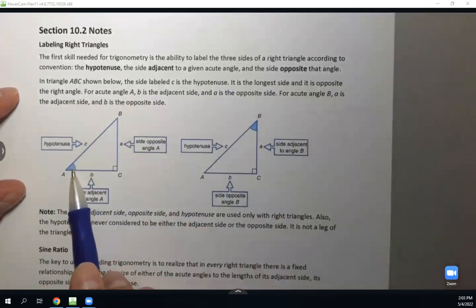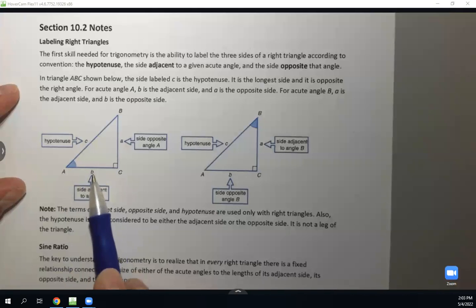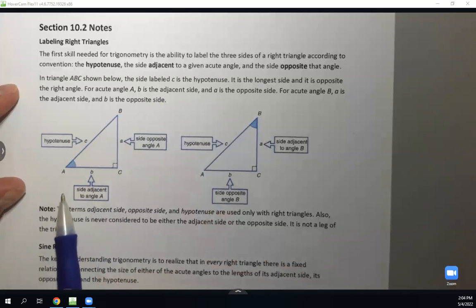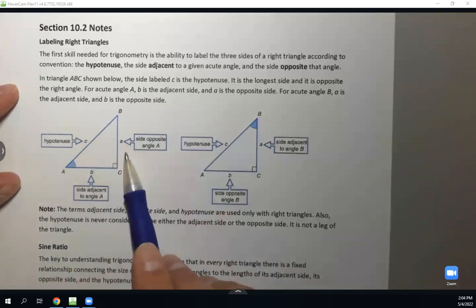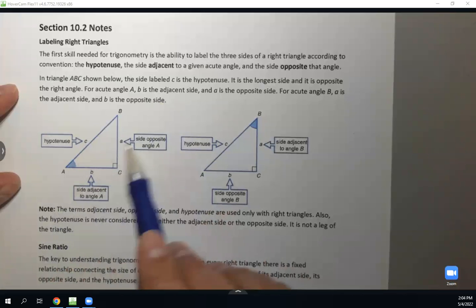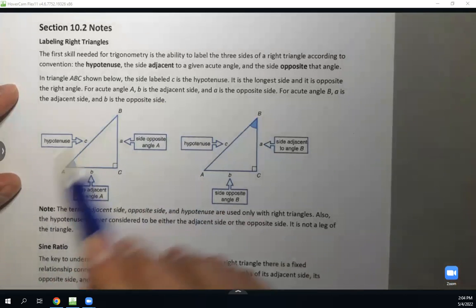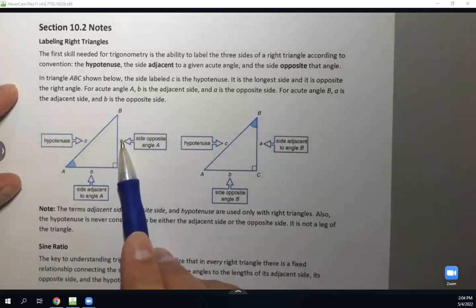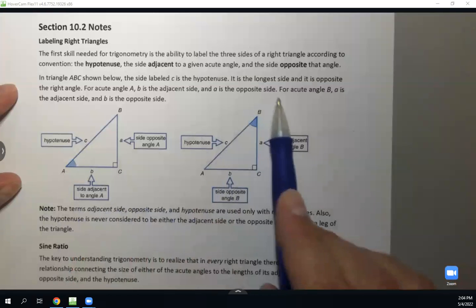For the acute angle A, we're going to focus on A right here. We would say that side B is adjacent to angle A, whereas side A is opposite angle A. So whether I have them labeled A, B, and C or what have you, if I'm looking at angle A right here, this side over here is the opposite, this side right here is the adjacent, and of course that's the hypotenuse. Does that make sense?